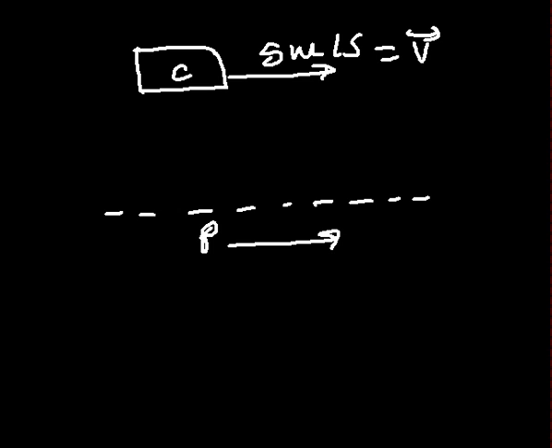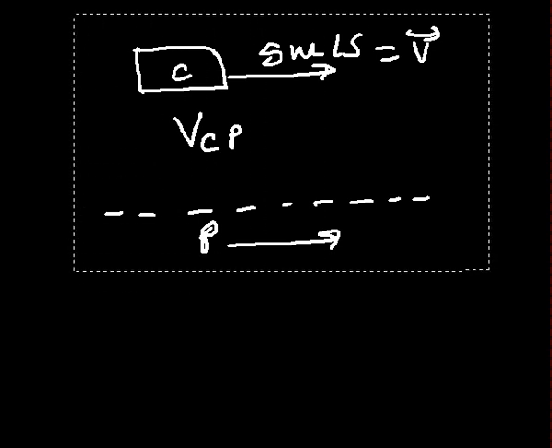Now, what is the velocity of the car with respect to the pedestrian? The velocity of the car with respect to the pedestrian is expressed like this, and it is laid out as the velocity of the car with respect to the pedestrian. So in that case, the pedestrian is the frame of reference. And we can also have the following expressions for the relative velocity.